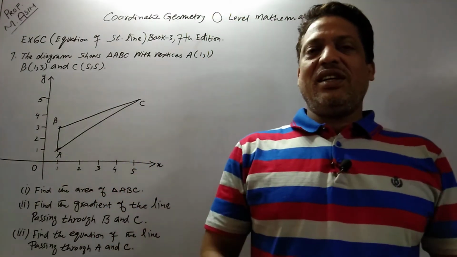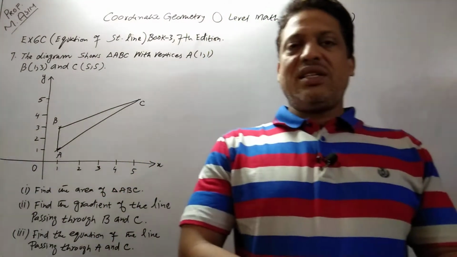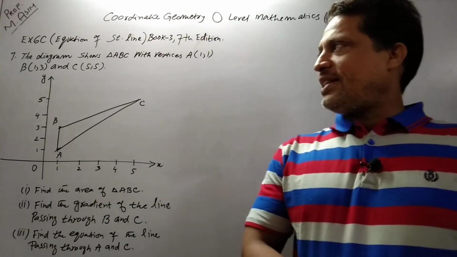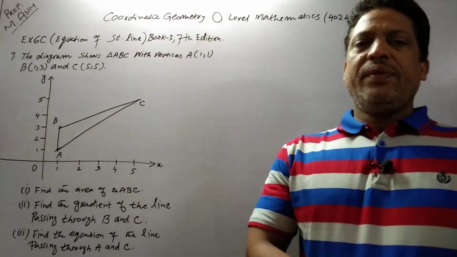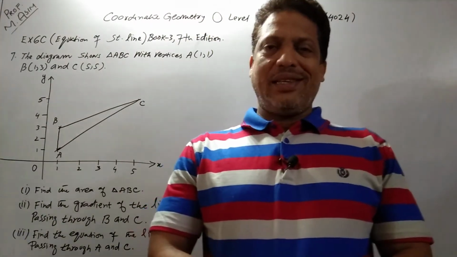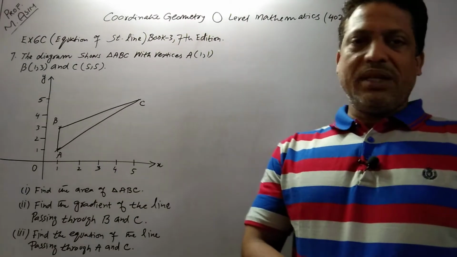In last lecture, we did the first 6 questions of exercise 6C, book 37 edition. Today we are going to do some more questions of the same exercise 6C. Let's have a look at question number 7.